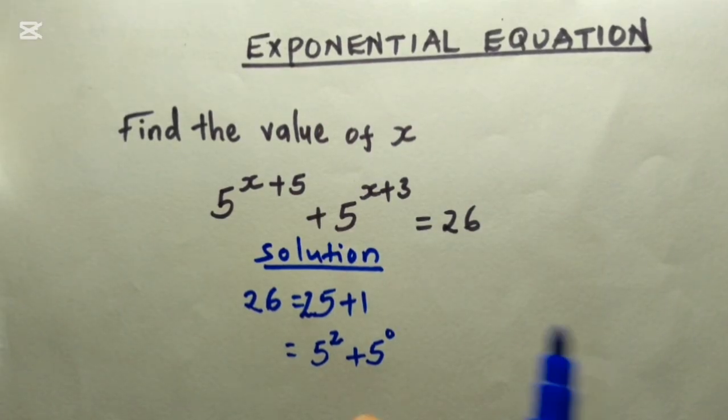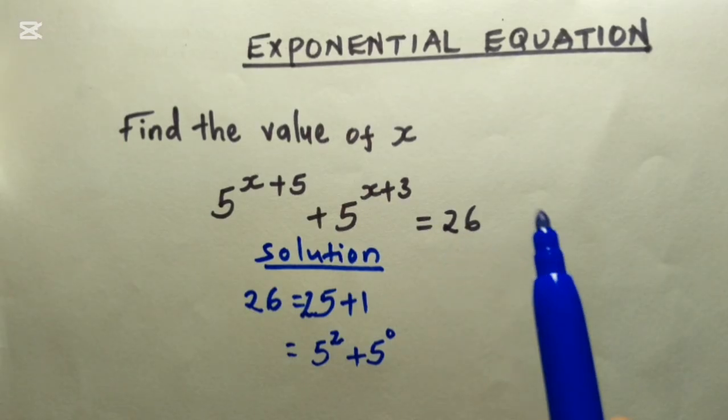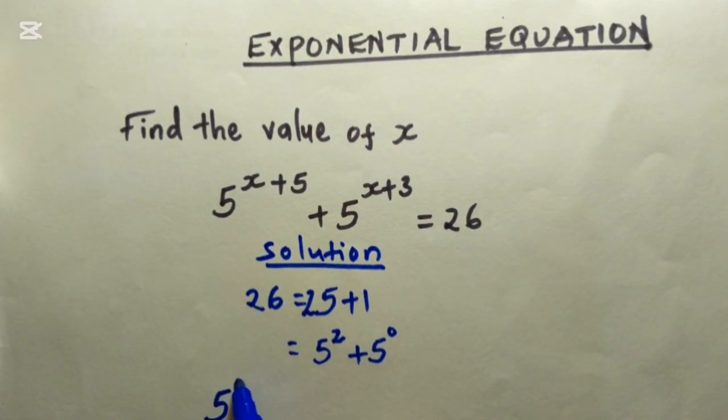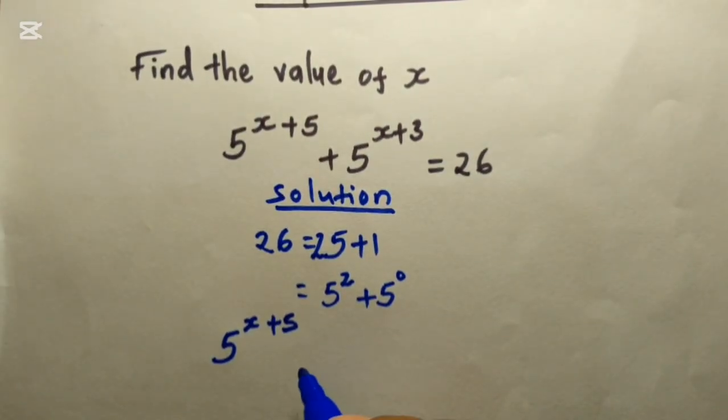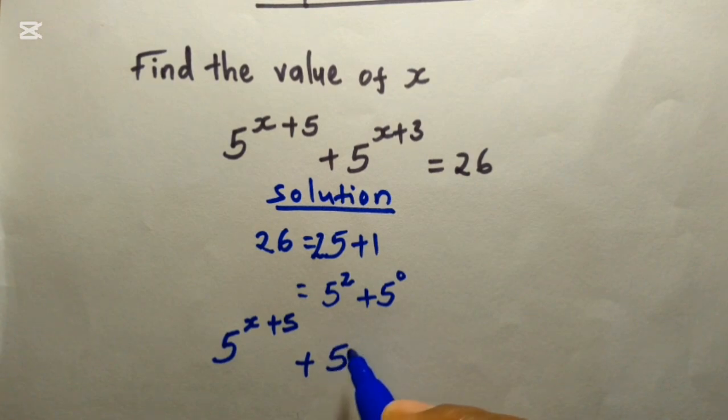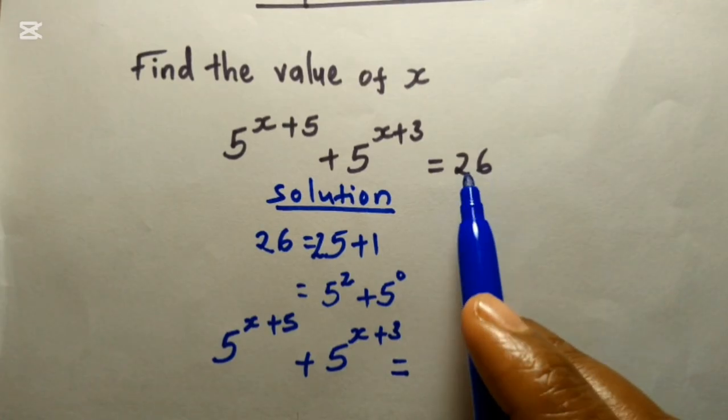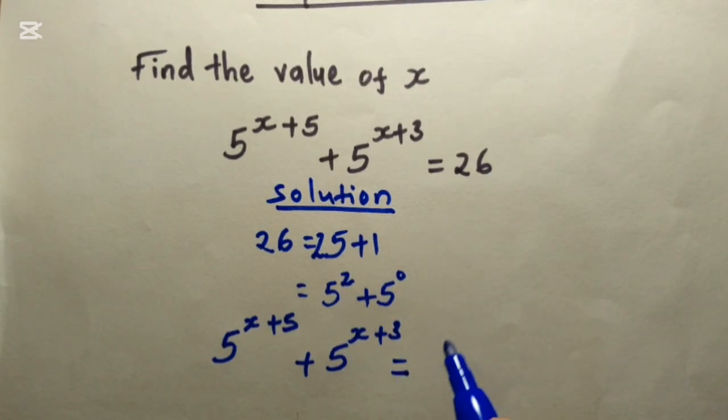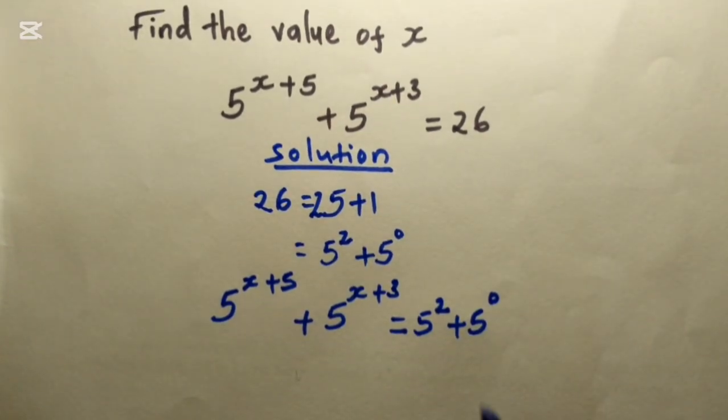So let us substitute these. We'll have 5 power x plus 5, plus 5 power x plus 3, is equal to, now we're not going to write 26, but 5 power 2 plus 5 power 0. Now look at that. The bases are now similar: 5, 5, 5, 5.